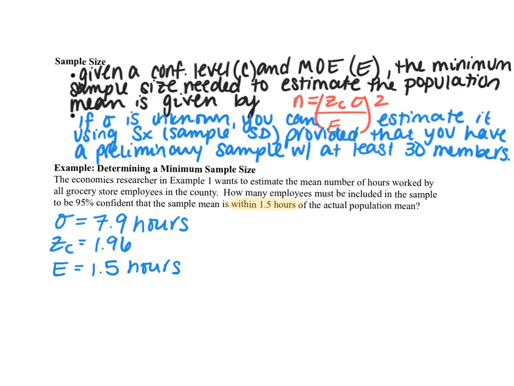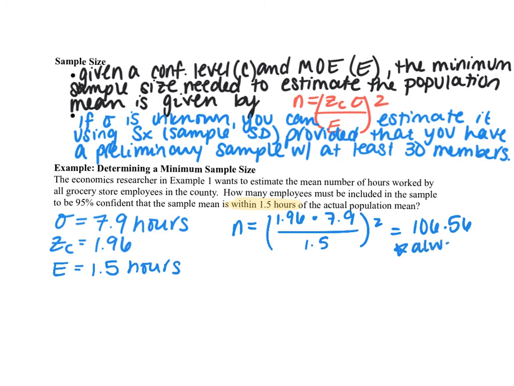And then we're just going to go ahead and put this in our formula. And we get about 106.56. But with these problems, always round up, even if the rules of rounding don't tell you to. I can't have a sample size of 106.5 employees. So I have to say about 107 employees.